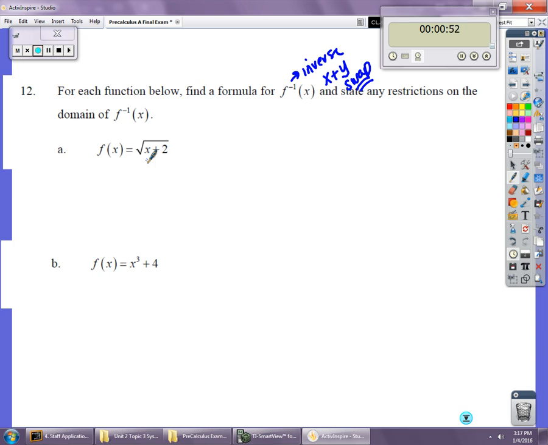Okay, so let's start with a, and let's think about what my domain and range might be before I even do any of the solving for the inverse. What I notice is that this is a square root function. And what I know about square root functions is that you can't take the square root of anything underneath 0. So anything under here has to be bigger than or equal to 0.